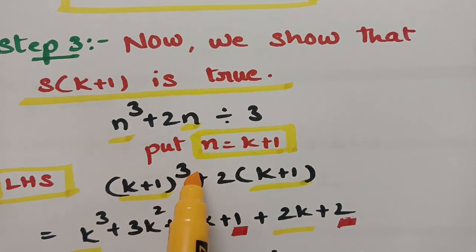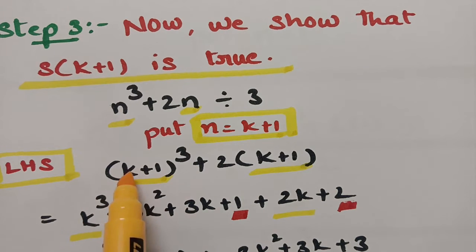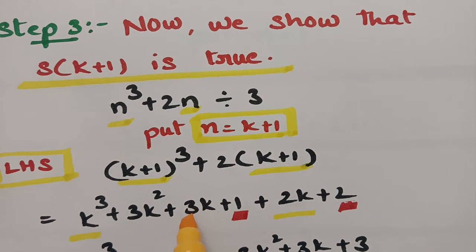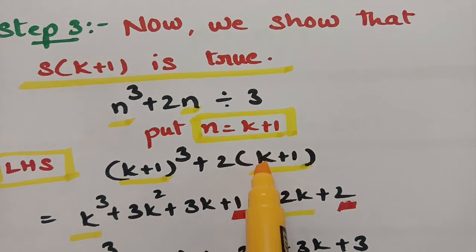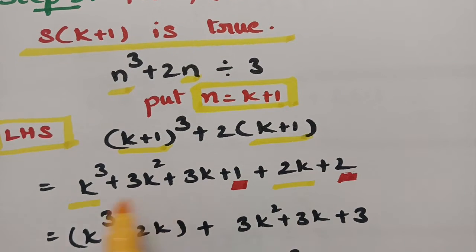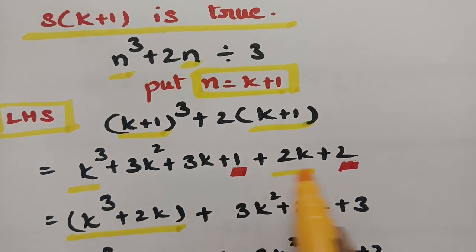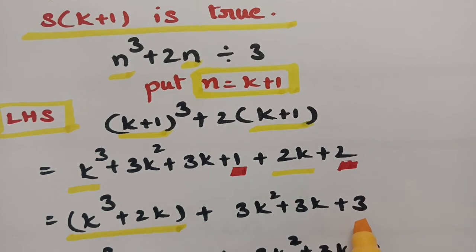See here, what is a plus b whole cube? This is a cube plus 3a square b plus 3a b square plus b cube. So if you substitute in the formula, that is k cube plus 3 into k square into 1 plus 3 into k into 1 square plus 1 cube. So this is plus 2k plus 2. See, I am bringing these two terms to one side. So that is k cube plus 2k. So this is k cube plus 2k, and the remaining 3k square plus 3k plus 1 plus 2, this is 3.